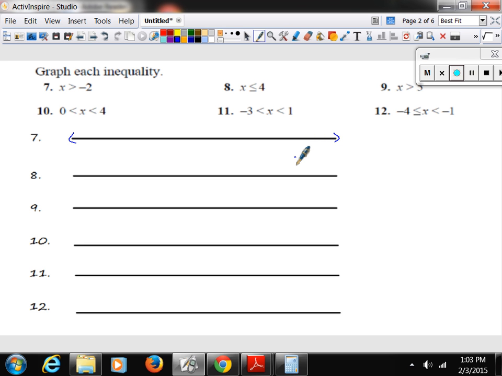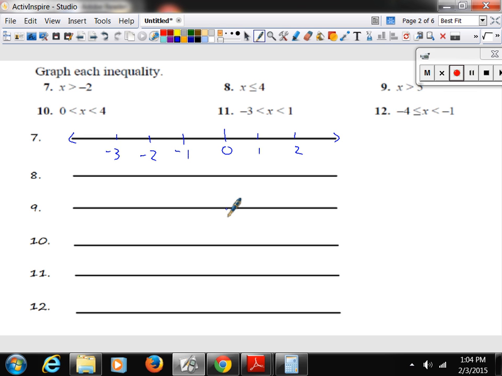Number 7, it says x is greater than -2. We should start at 0. I'm going to put 0 to the right a little bit, so I can put -1, -2, kind of like that. I could even make another one where -3 would be. This would be a 1, this would be a 2 if I wanted to. Do you have to put in how many numbers? No, you can put in as many as you need. Just show me where 0 is, and then show me where your -2 would be.